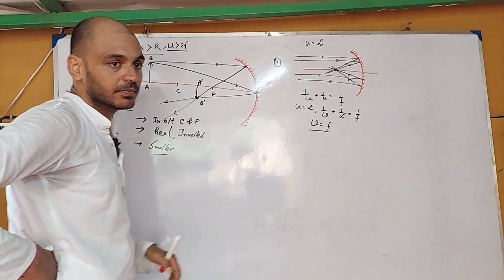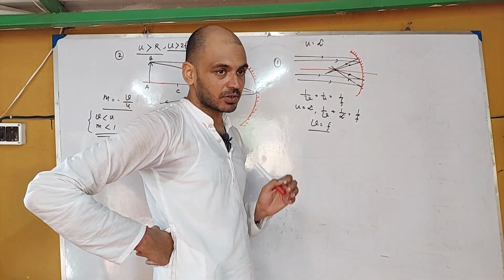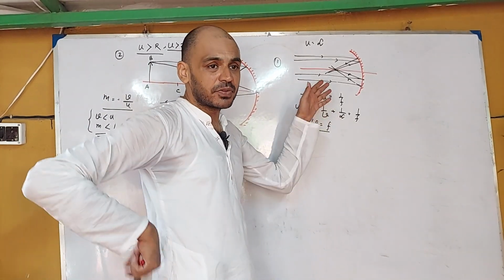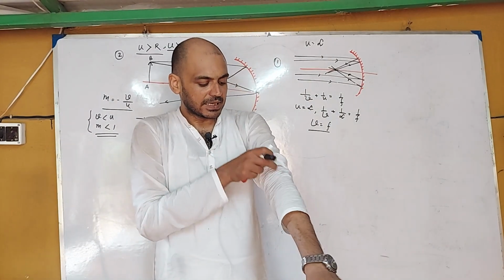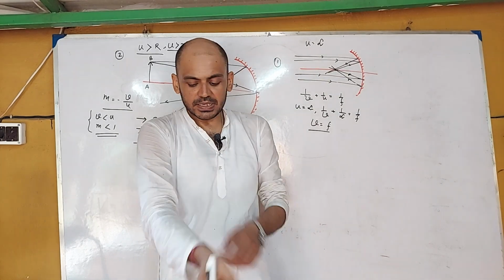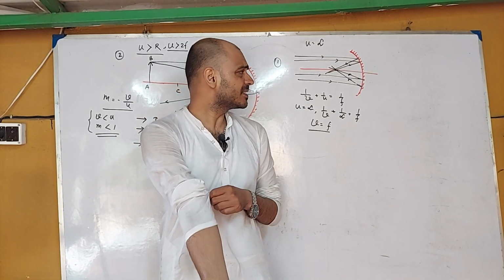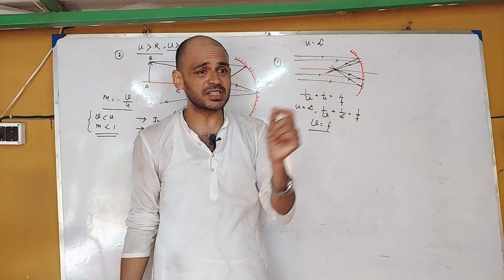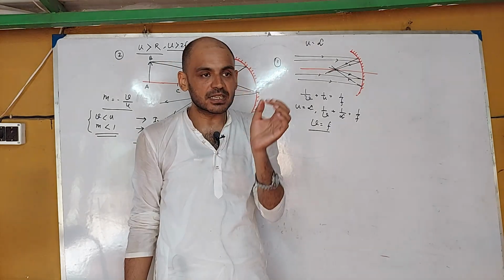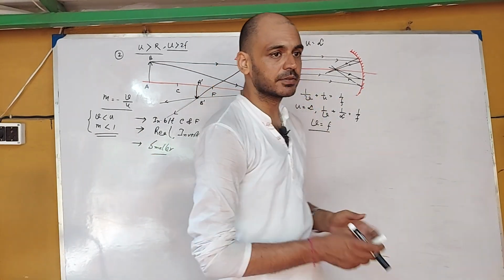And the magnification of the image is very small, because we know that M is equal to V by U. If U is equal to infinity, any number divided by infinity tends to 0. Tends to 0 means the size of the image is very small. It is like a point.